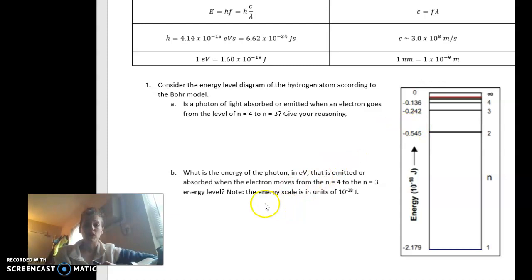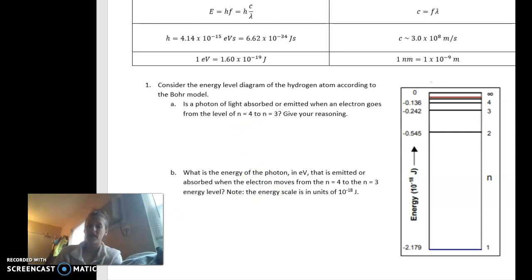Now the question asks, what is the energy of the photon in electron volts that is emitted or absorbed when the electron moves? Well, before we get to that question, I want to show you guys something really quick. Yesterday we talked about how an electron can get from a higher state to a lower state and the different paths that it can take. I want you to take a moment or two: if we have an electron in the n equals 4 state, how many different paths can it take to get back to the ground state?